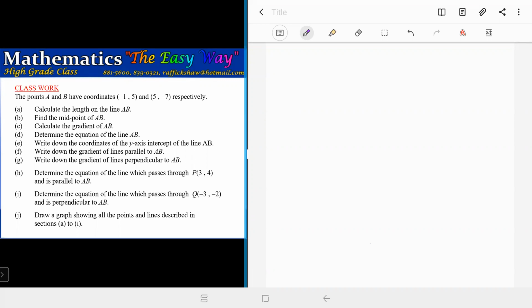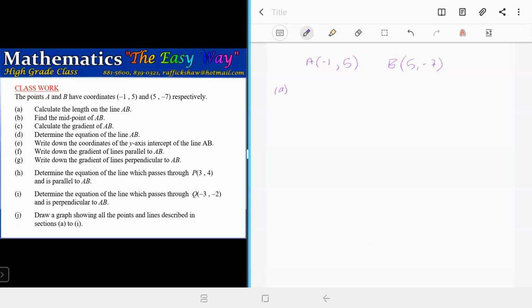All right? So the points that they gave us in this question are A. So I'm going to make sure that I don't mix up the A and the B by writing it like this. A is a point, negative 1, 5. And B is a point, 5, negative 7. So there's no way I can mix them up. I'll put the A in front of the negative 1, 5, and I'll put the B in front of the 5, negative 7. The first part wants us to calculate the length of the line AB.